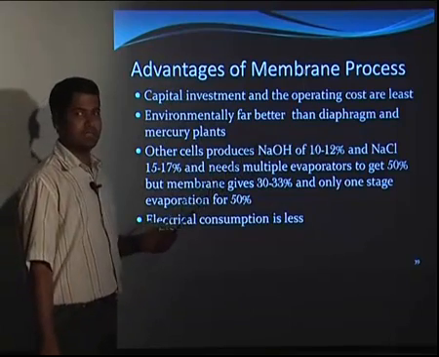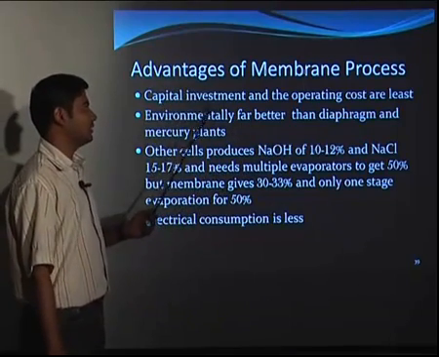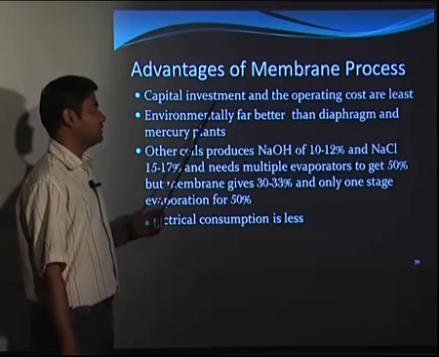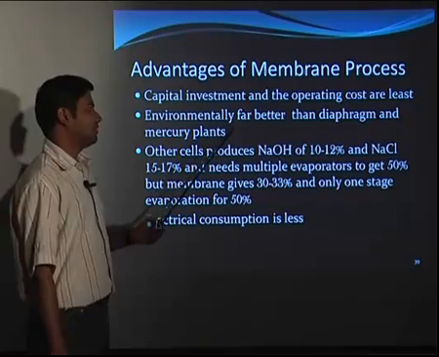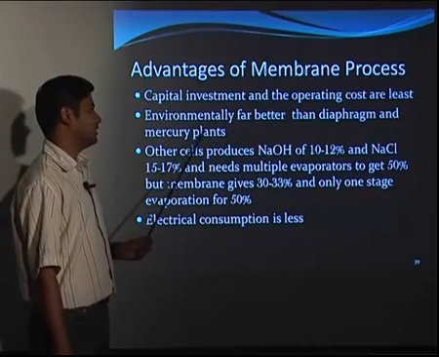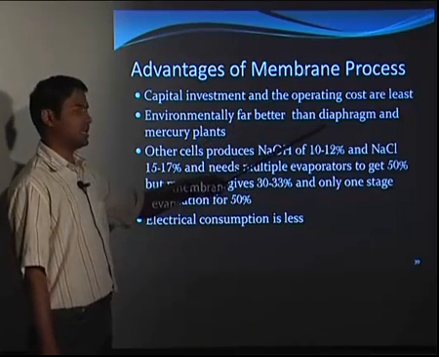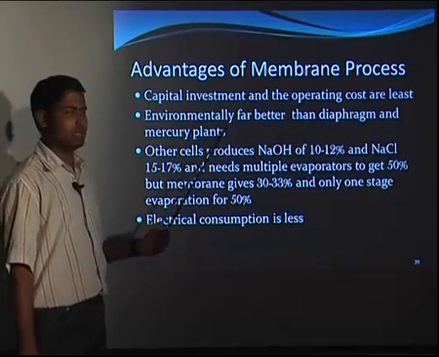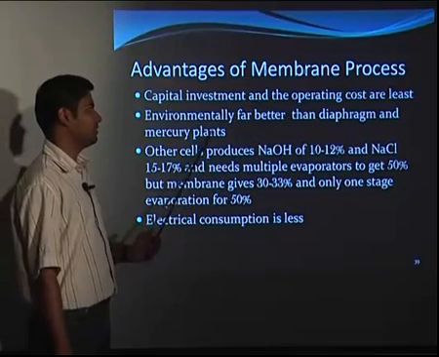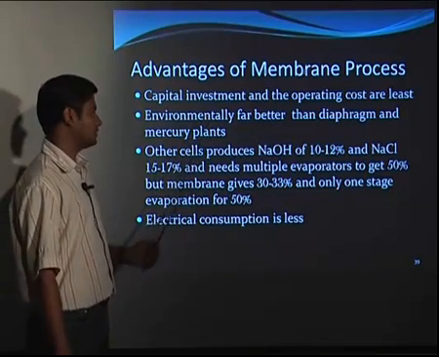What are the advantages of the membrane process over the mercury and diaphragm processes? The capital investment and other operating costs are the least in this one. It is also environmentally far better than the diaphragm and the mercury cell. You can see the asbestos problem in one and the mercury problem in the other, but in the membrane cell you will not have this problem, so it is environmentally safer to use.